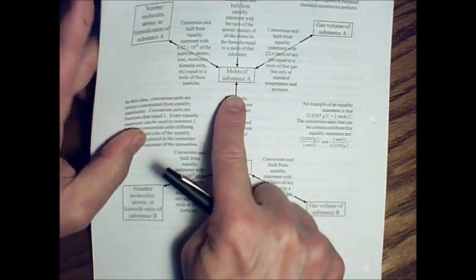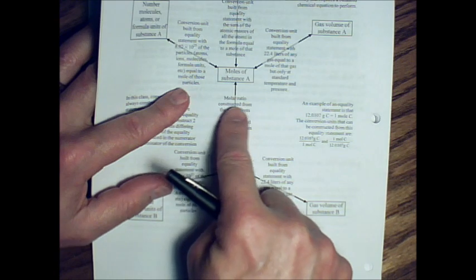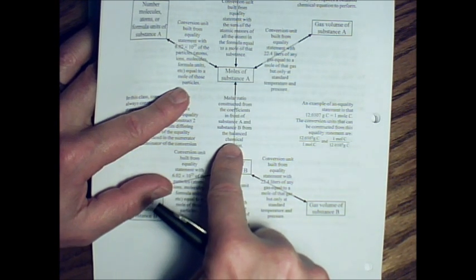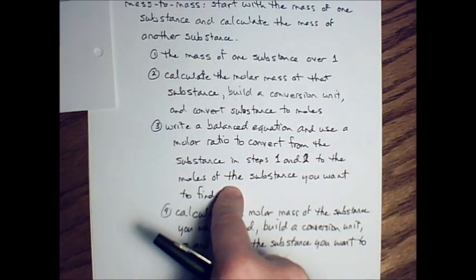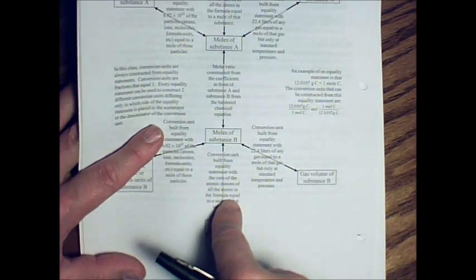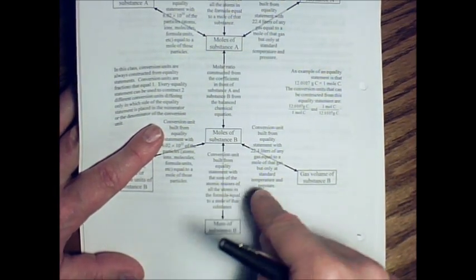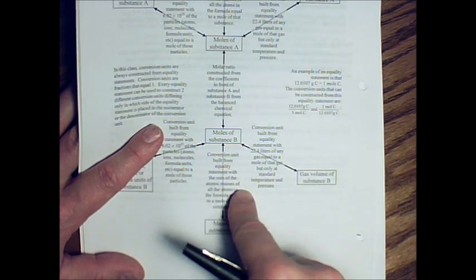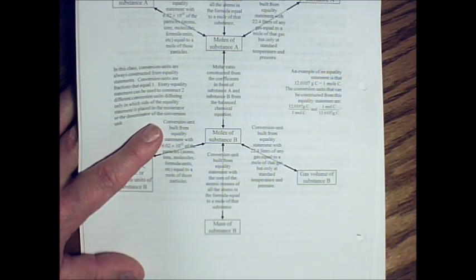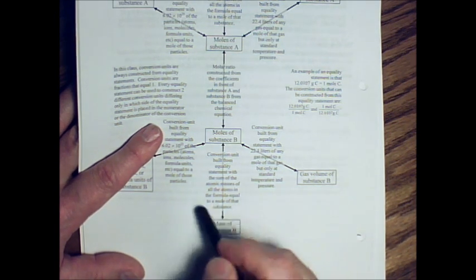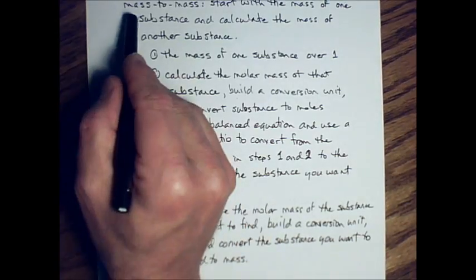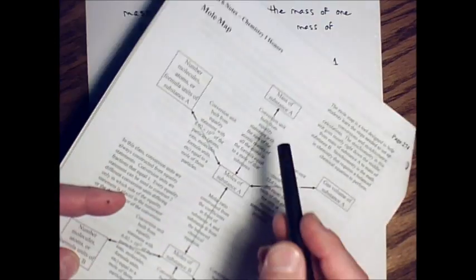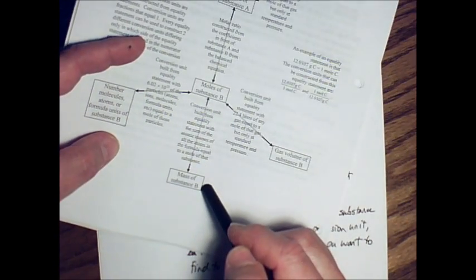Then once you have moles of substance A, use a molar ratio from the coefficients in the balanced chemical equation to get the moles of substance B. That's what we've done in number 3 here. And then finally, once we have moles of substance B, we calculate a molar mass for substance B, an equality statement built from the sum of the atomic masses of all the atoms in the formula equal to 1 mole of that substance. Using that conversion unit, you can get to the mass of substance B. And that's what mass to mass is all about. We're going to go from mass of one substance to mass of another.